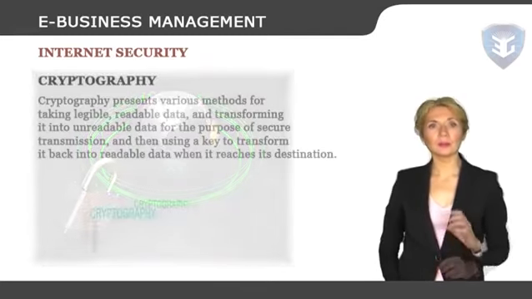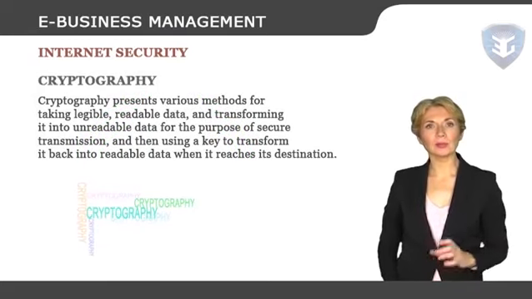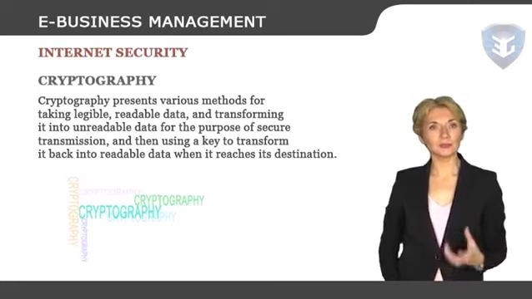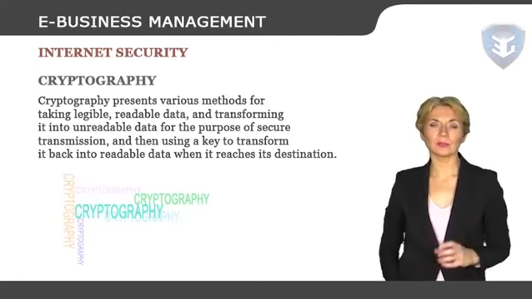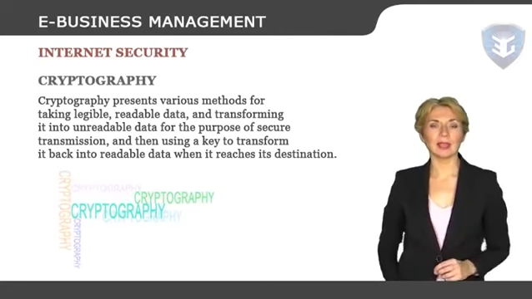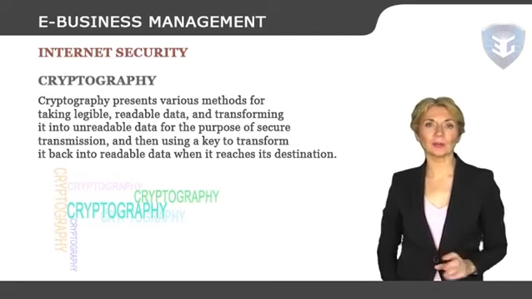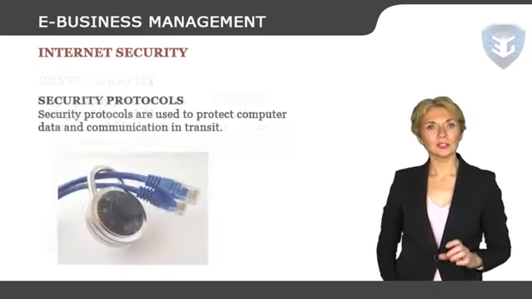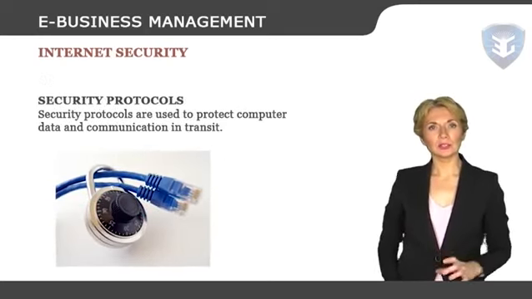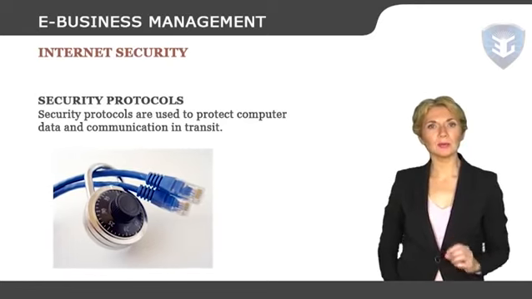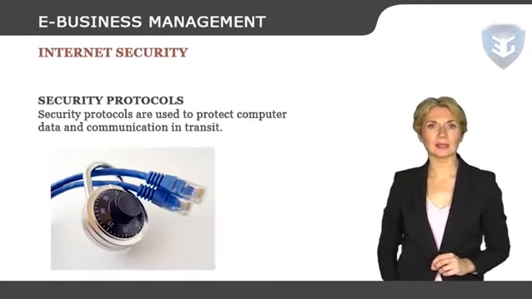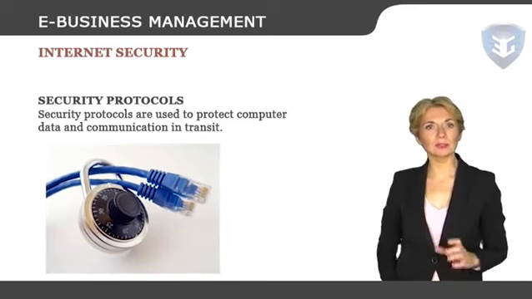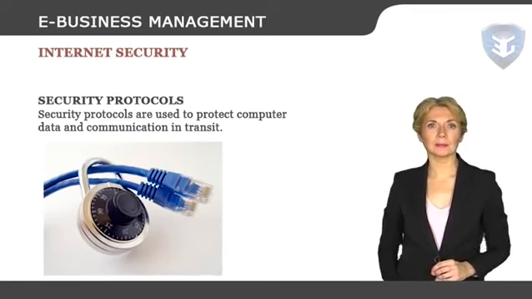Cryptography. Cryptography presents various methods for taking legible, readable data and transforming it into unreadable data for the purpose of secure transmission, and then using a key to transform it back into readable data when it reaches its destination. Security protocols. Security protocols are used to protect computer data and communication in transit. The primary tool used to protect information as it travels across a network is cryptography.